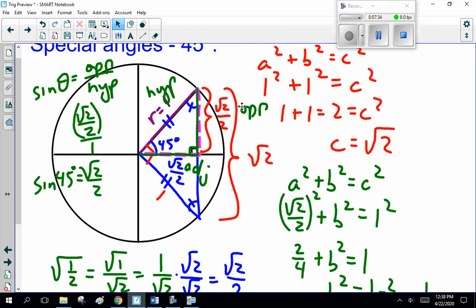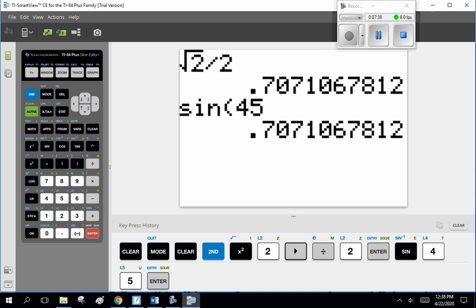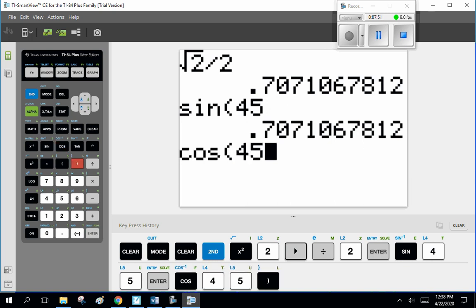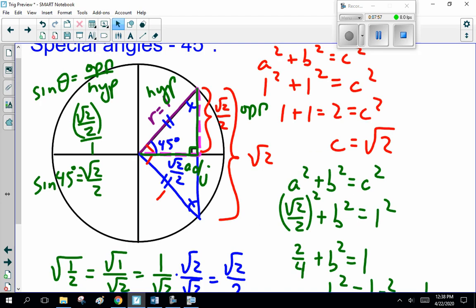If you don't believe me, go to the calculator. Sine 45. It's the same number, 0.707. Now you have to be able to turn that into the fraction root 2 over 2, so remember that. And what is cosine of 45? And I should close my brackets. The same as 0.707. Okay? I need you to remember this, root 2 over 2 for sine of 45 and cos of 45. And I want you to see where it came from.